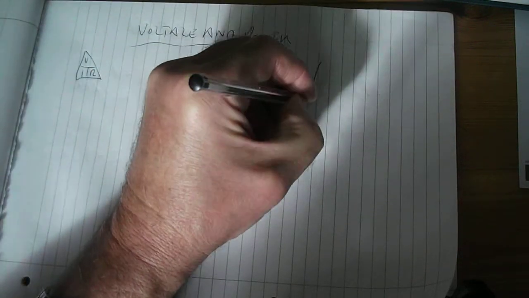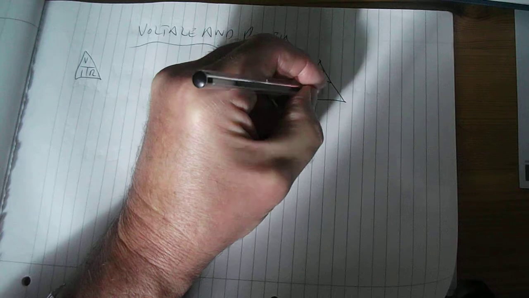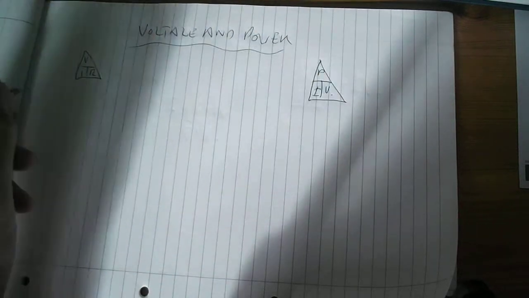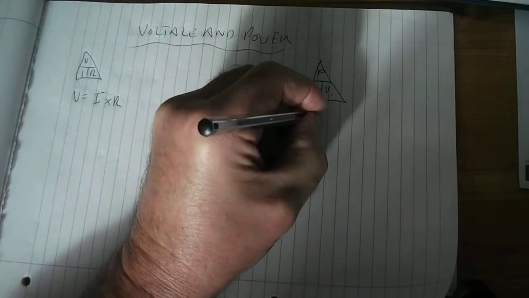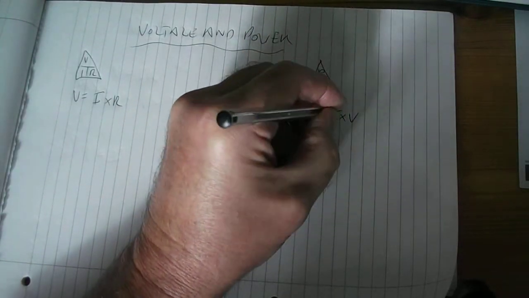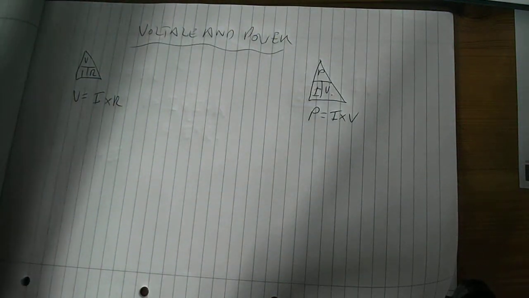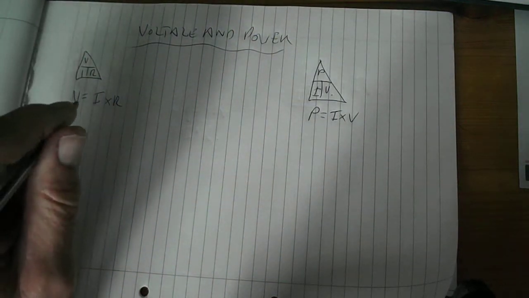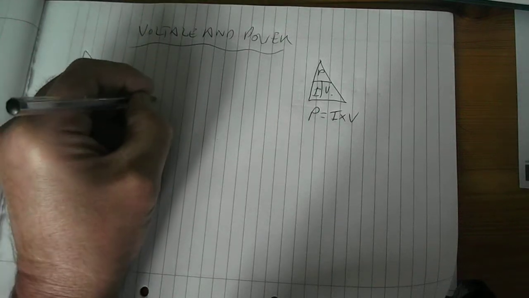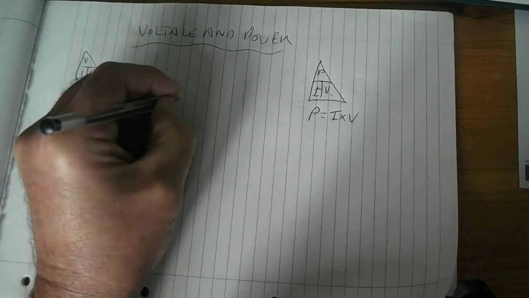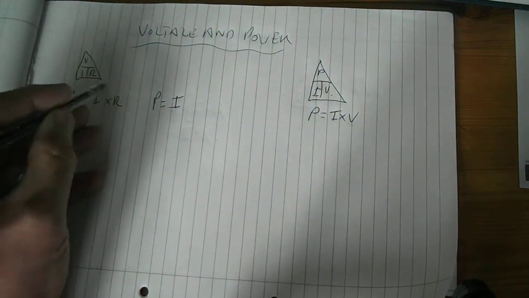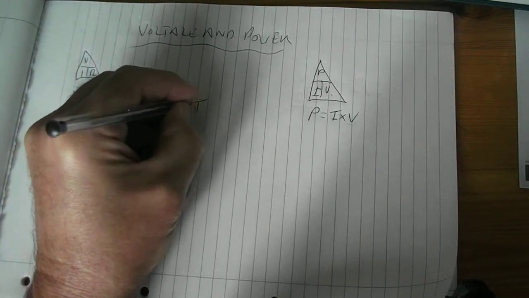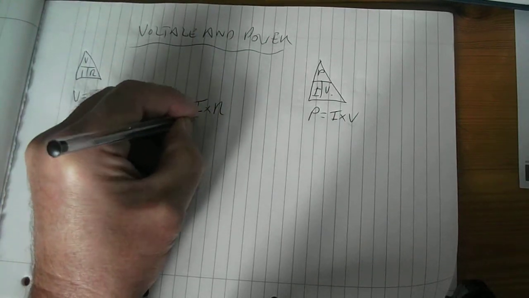And you remember we had our two triangles, V equals IR, and power is I times V. So we know that V equals I times R, and we know that power equals I times V. And we said that from that we can get power equals I, and if I substitute this V for what's on this side here, I get I times R, and that becomes I squared R.